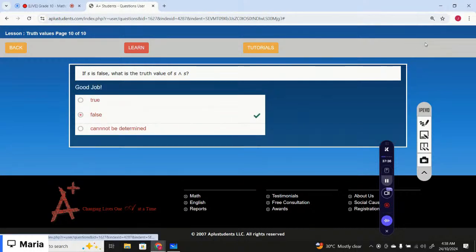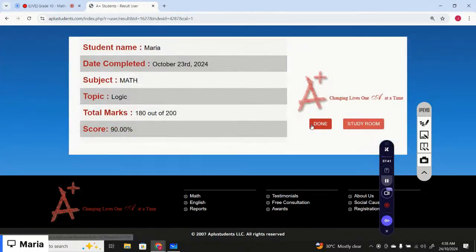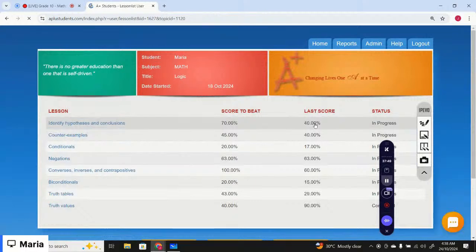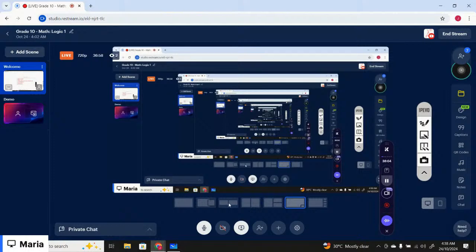So we were working on grade 10 math. The chapter we were working on is logic. The lessons we have covered today are converse, inverse, and contrapositives, biconditionals, truth tables, and truth values, right? So please make sure before the next session you complete all the practice questions for the lessons we just did. That is your homework until next session.